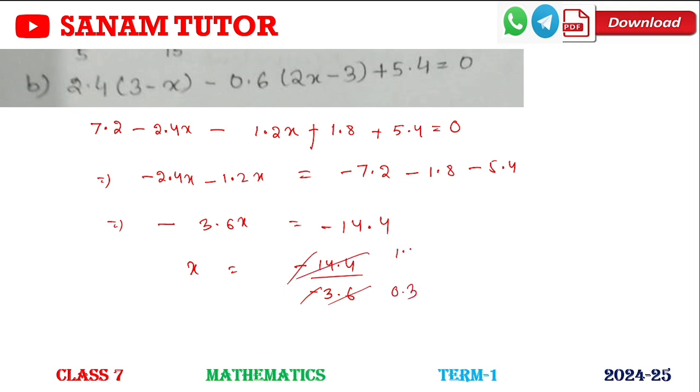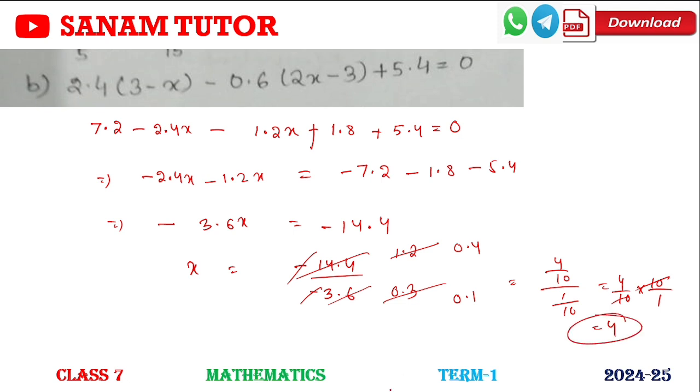12 3 ja, that is 0.3. 12 12 ja, that is 1.2. So now 3 1 ja, that is 3 4 ja. So here you can write 4 by 10, here you can write 1 by 10. So 10 10 cancel, that is 4 by 10 into 10 by 1. So the answer is 4. So x equal to 4.